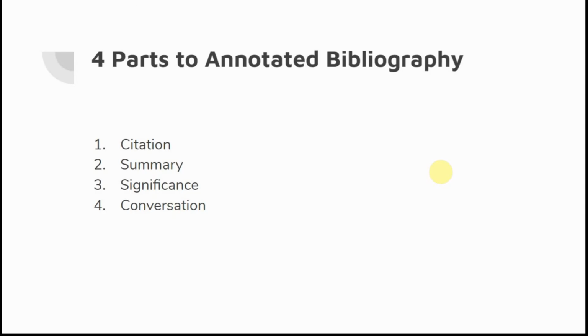What I would like to do today is look at the 4 parts to an annotated bibliography. For each source that you include in the annotated bibliography, you will have 4 main components. The first is your citation, so the reference information. The second is a summary of the source, along with the significance of the source and the conversation that the source is a part of. In this screencast, we're going to look at these in a little bit more detail and use these components and try to find them within an example of an annotated bibliography.